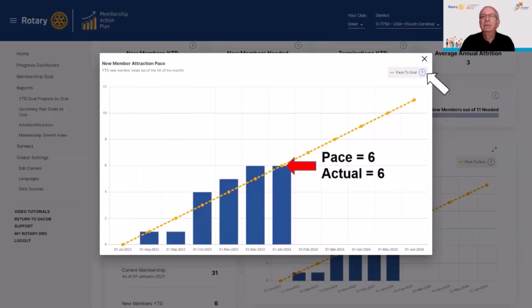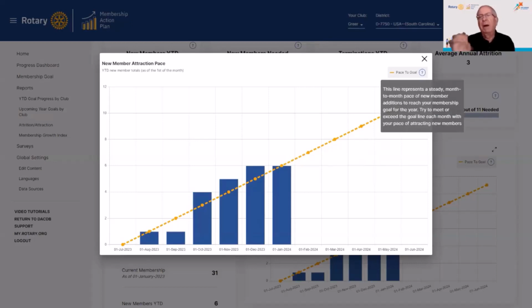Now, these little tool tips, we call them, little question marks surrounded by a circle. Each one of those, if you're not sure what you're looking at, you just mouse over that, and we pop up a little dialog box explaining that this line represents a steady month-to-month pace of new member attraction to reach your membership goal for the year. Try to meet or exceed the goal each month with your pace of attracting new members. So we try to do some education along the way. That's easy to do because you've got a live screen and some of these pop-up features.